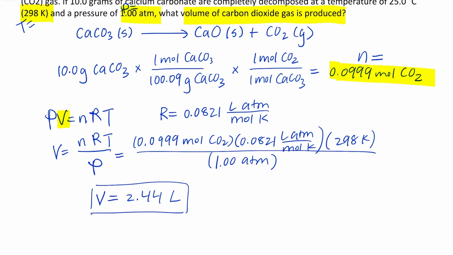So 244 liters of carbon dioxide gas is produced. In the next video, I'm going to do another example on gas stoichiometry. So that's part 2.